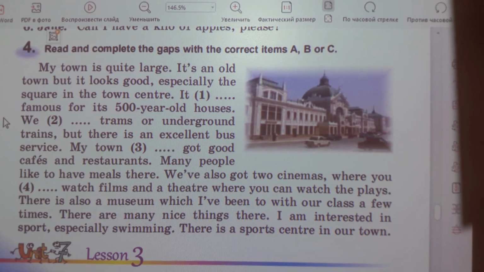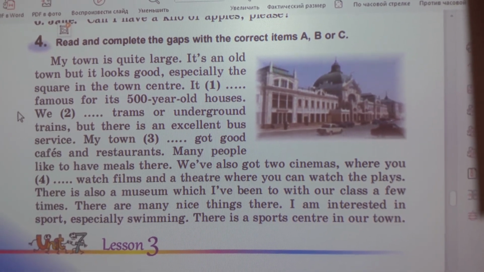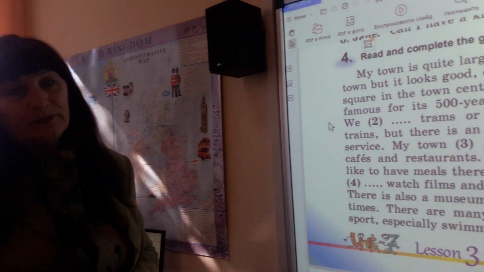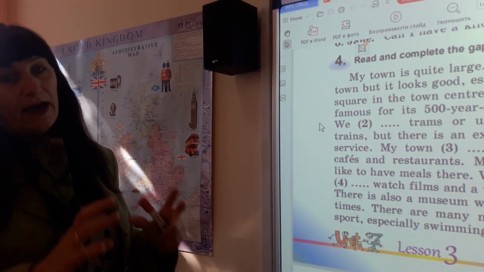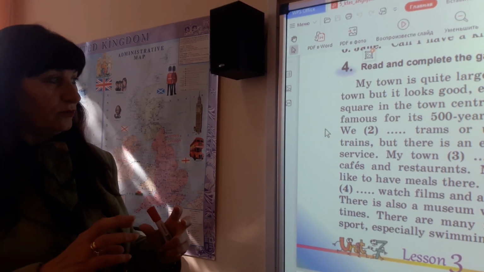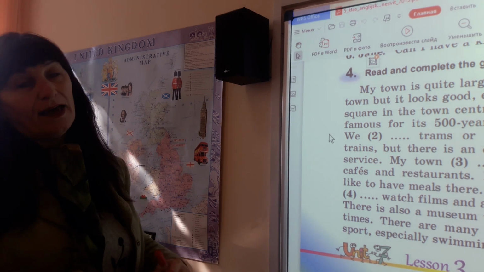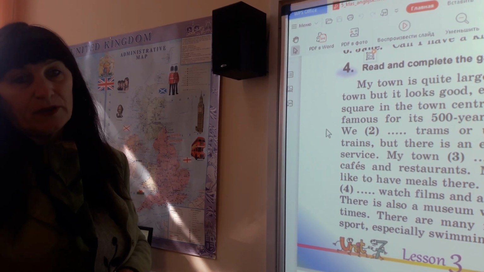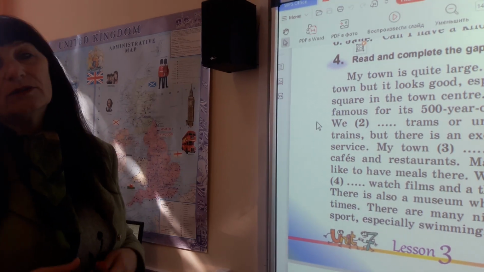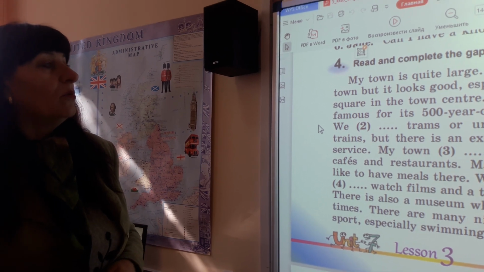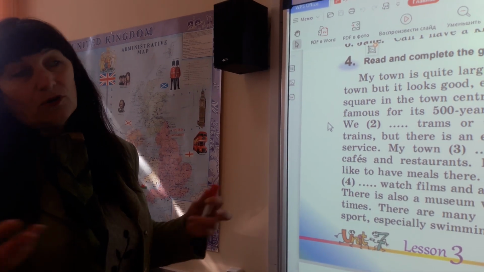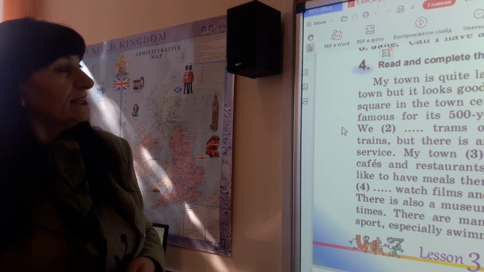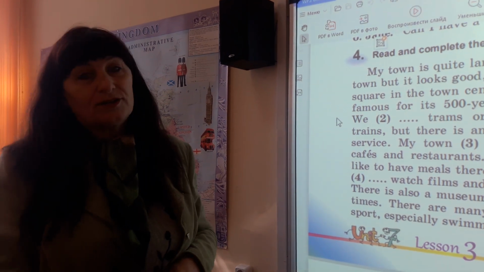I want you to do those tasks by Wednesday. Then you copy your exercise book, make a photo of your exercise book and send it to me on Messenger, on Viber, on my email or other sources or gadgets.